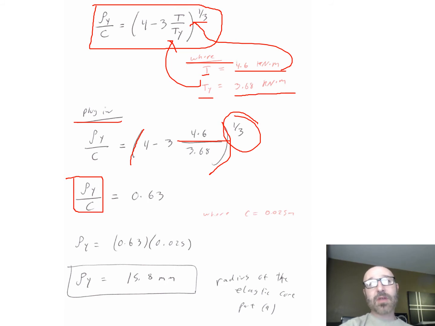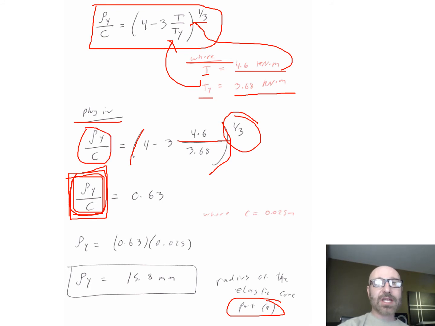I'm going to leave that there for now. There's a reason why I solve this later, and we'll see as we get to other parts of the problem why it's nice to have this value of rho sub Y over C before just solving for our rho sub Y, which was our radius of the elastic core that they asked us to solve for in part A. We might need this a little later. This might not be something you foresee looking at all the other parts, but that's the reason I left this as rho sub Y over C and didn't plug this C in right away. So I got this value right here: rho sub Y over C is equal to 0.63, which I'll keep in the back of my mind.